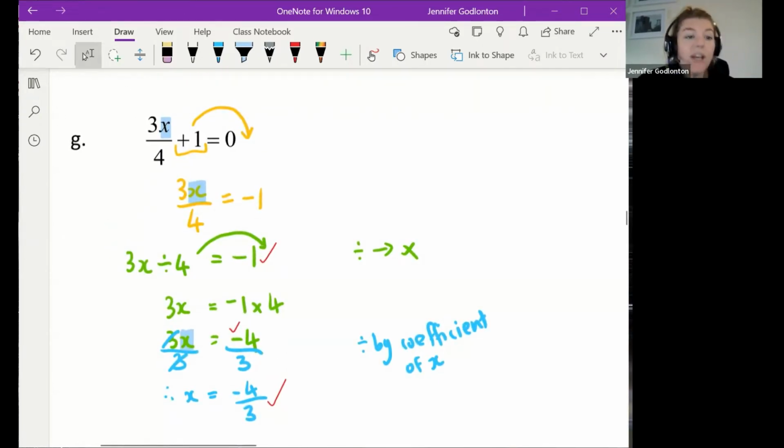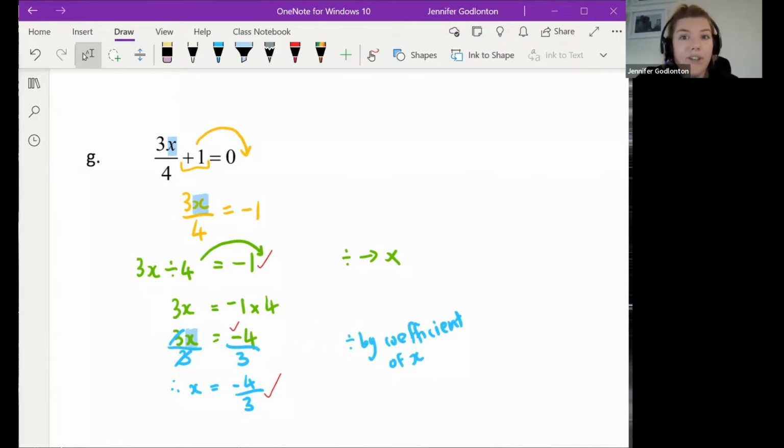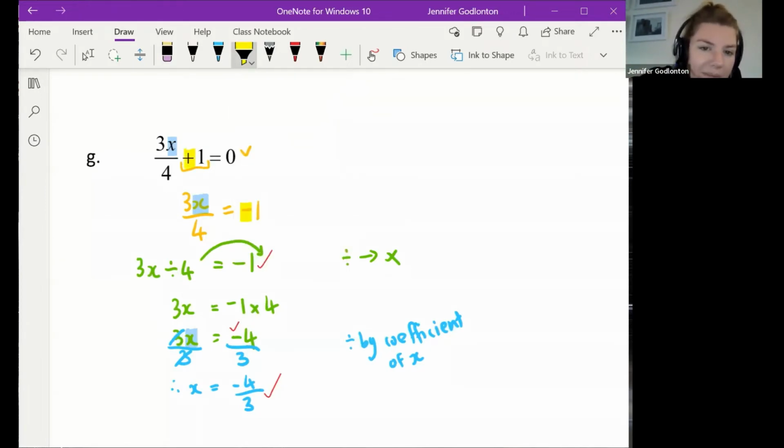Doesn't the sign of 4 change? Okay, that's a really good question. That's a question that comes up a lot. Remember, the sign isn't changing. It's the opposite operation. So here it was a plus. So let me use a different color. Here it was a plus, so it becomes a minus.